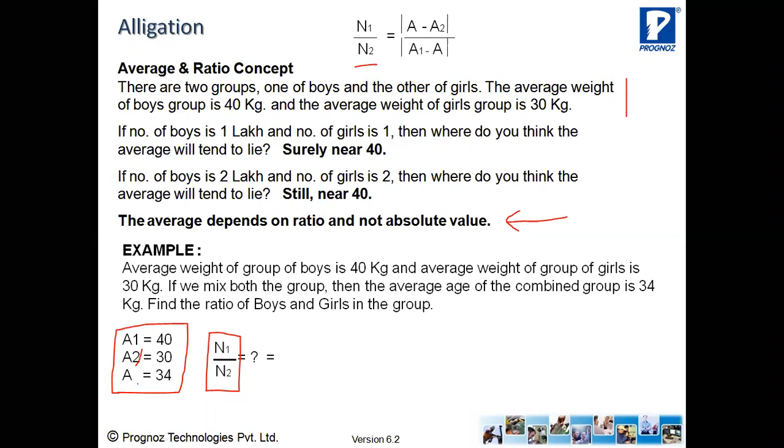Now diagrammatically अगर मैं करता हूँ तो कैसे होगा? देखो आप. This is boys and this is girls. Boys का average weight, which is A1, is 40. ये diagram में ऐसे ही किया था हमने ना. A1 और यहाँ पे A2 आता था. A2 is 30 kg girls का. Combined average was A, which is 34 kg दिया हुआ है. A minus A2 is 34 minus 30, which is 4. And this is A1 minus A, 40 minus 34, which is 6. So ratio is 4 by 6. This is N1 and this is N2. So ratio is 4 by 6, which we can say 2 by 3 also.